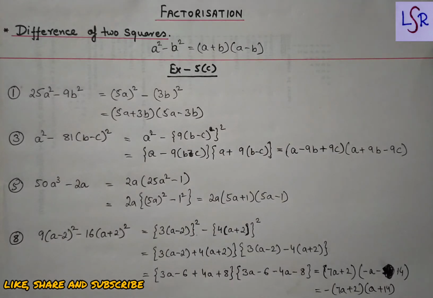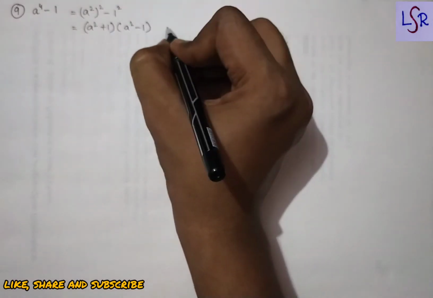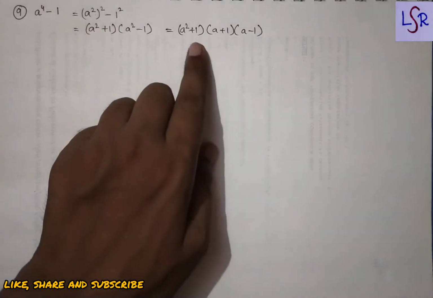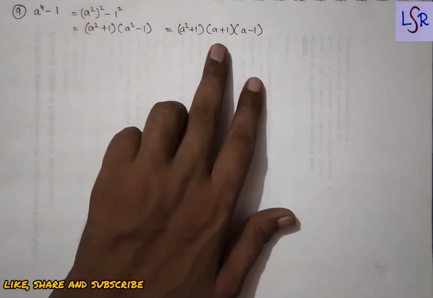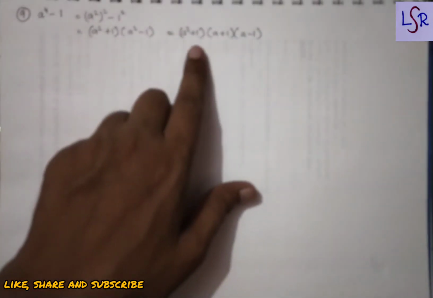Now let's see the other one. Now here in question number 9 we are having a to the power 4 minus 1, and this can be written as a square to the whole square minus 1 square. Now it is in form of a square minus b square, so it can be written as a plus b and a minus b. Now after writing this one in this form, we see that this can be further factorized. So we have just copied this one over here, and a square minus 1 is written as a plus 1 and a minus 1. We have factorized this one further, but this has been copied over here.